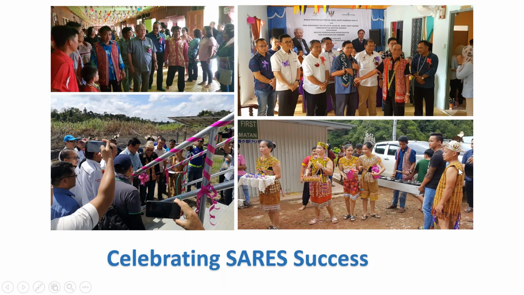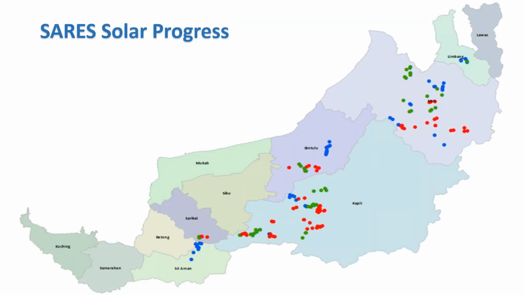And this is a photo of us celebrating the success of the SARES project. Every time we finish a phase of the SARES project, we invite the local representative as well as representatives from the community so that we can join together and celebrate the completion. During this time, we also emphasize the cooperation of the local community so that they can give us the support to ensure that the system is well maintained.